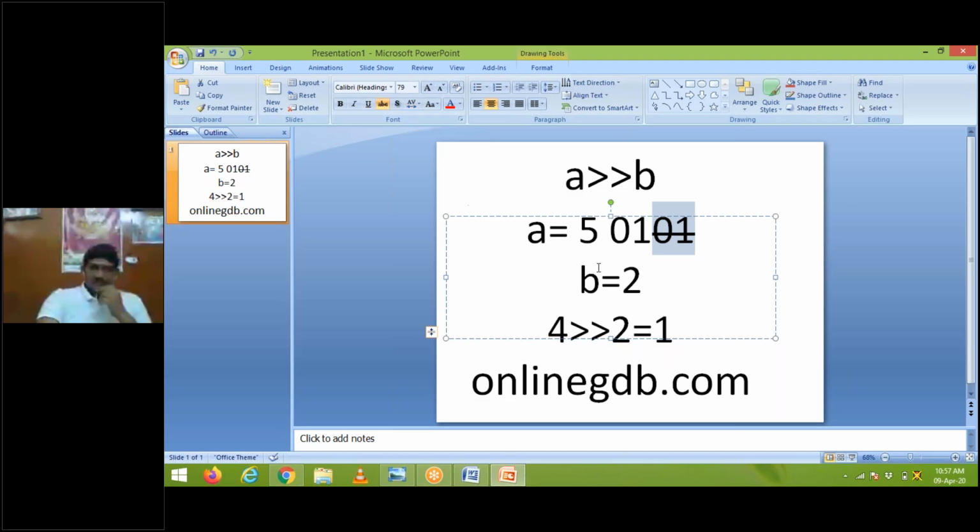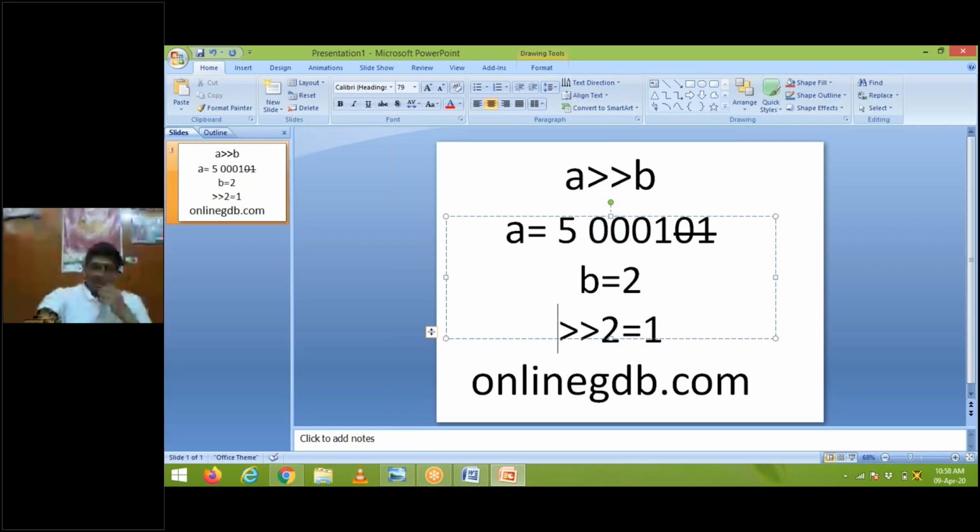In the left shift operation you need to cross left side bits. Here you need to cross right side bits. And in front you have to add zeros only, 2 bits of zeros. Even if you cross a 1, you have to add 0 only, remember that. Now 0001 value is nothing but 1 again.